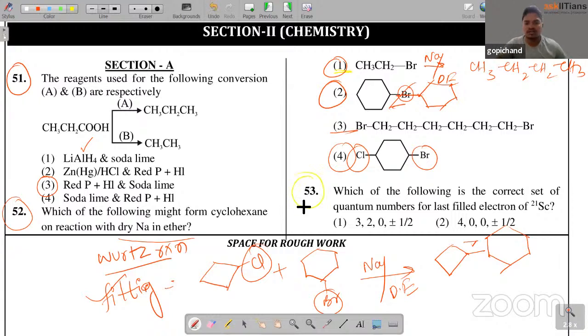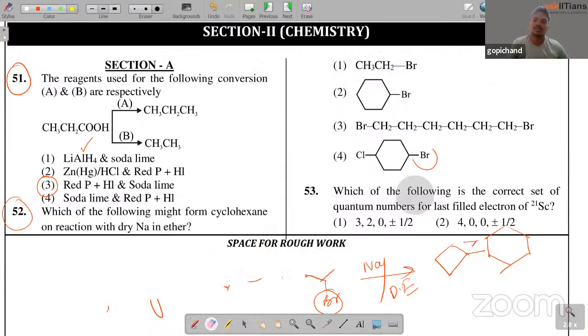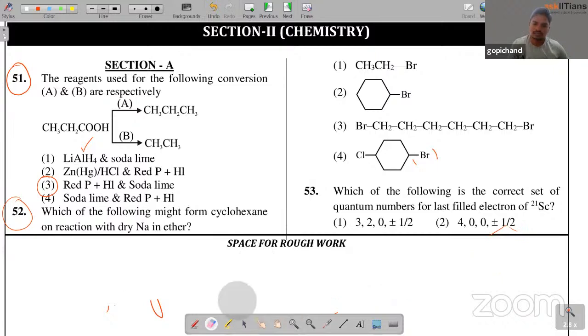Question number 53 is another think type of question. Okay, so question number 53. What we have to do in this question? Can anybody guess? Which of the following is the correct set of quantum numbers? So they are asking for the set of quantum numbers.